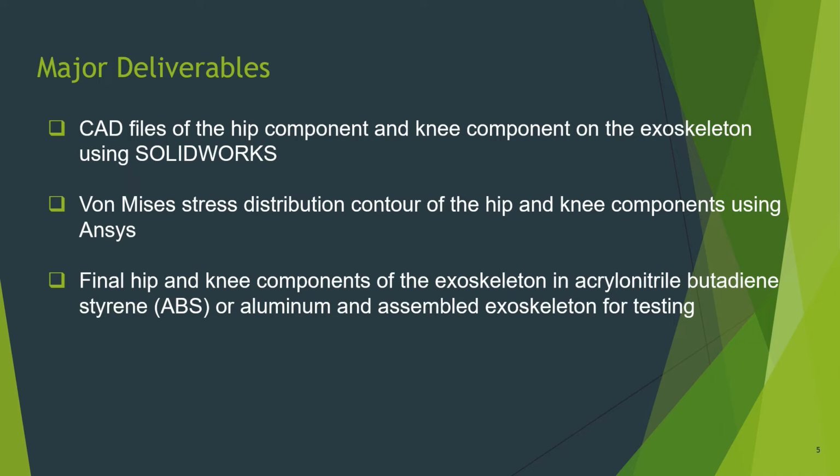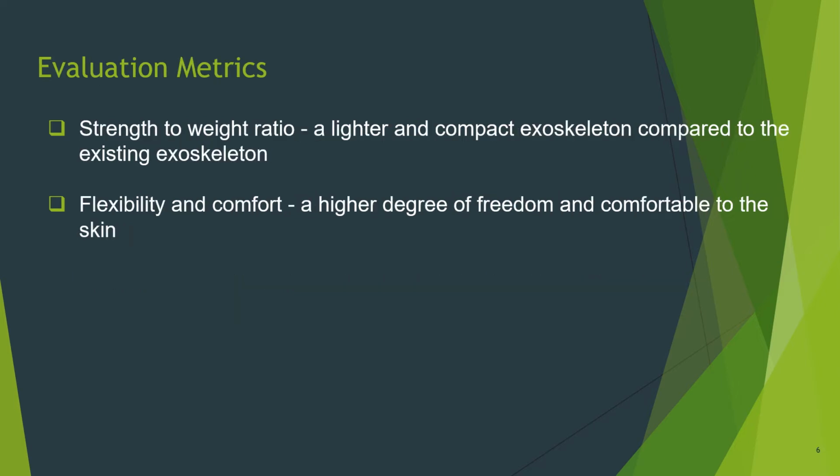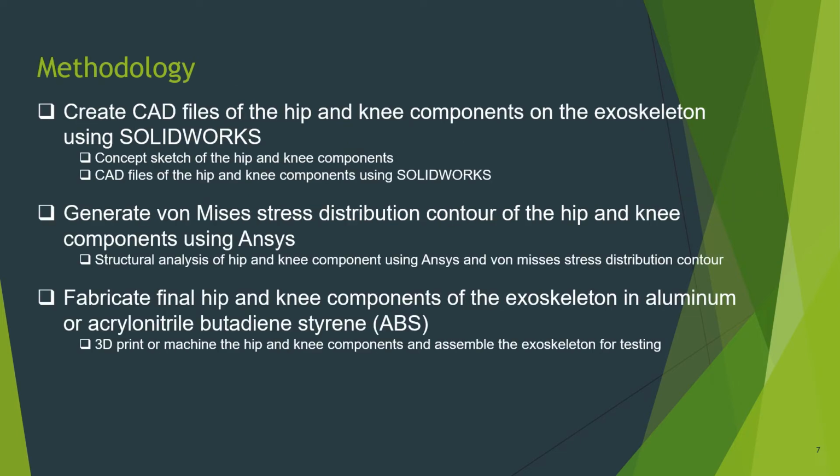Major deliverables for this project are CAD files of the hip and knee components of the exoskeleton using SolidWorks, von Mises stress distribution contours of the hip and knee components using ANSYS, final hip and knee components of the exoskeleton in ABS or aluminum, and an assembled exoskeleton for testing. The evaluation metric is strength to weight ratio. We want to make the exoskeleton as light as possible, and as strong, flexible, and comfortable as possible.